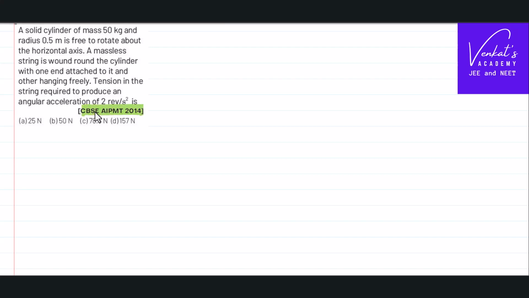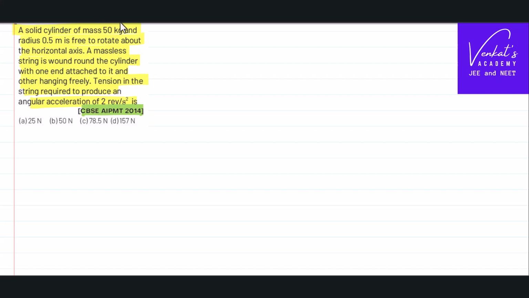This is an AIPMT 2014 question from System of Particles. The problem is like this. A solid cylinder of mass, radius is given for you, free to rotate about its horizontal axis. A massless string is wound around the cylinder with one end attached, the other end is hanging freely. Find the tension in the string required to produce an angular acceleration of 2 revolutions per second.